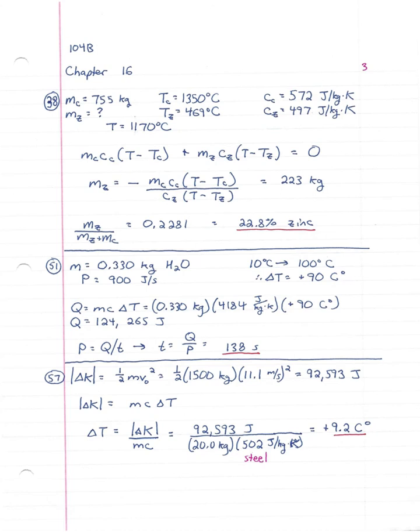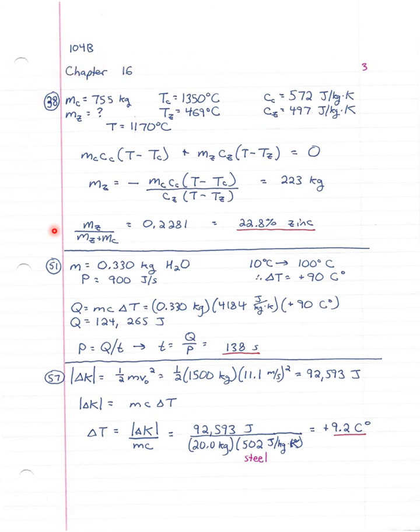Number 38. Number 38 says a manufacturer of brass starts with 755 kilograms of molten copper at 1350 degrees Celsius, then adds molten zinc at 469 degrees Celsius. The specific heats of molten copper and zinc are given in the problem. If the equilibrium temperature of the mix is 1170 degrees Celsius, what percent of the alloy's mass is zinc? You see the solution that I've written?